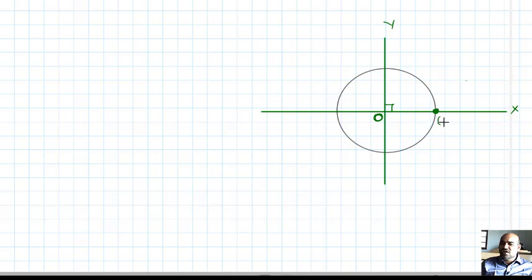Automatically this point is r comma 0 only. This point is 0 comma r. This point is minus r comma 0. This point is 0 comma minus r. So this is the coordinate plane, and this is a circle whose radius is r.